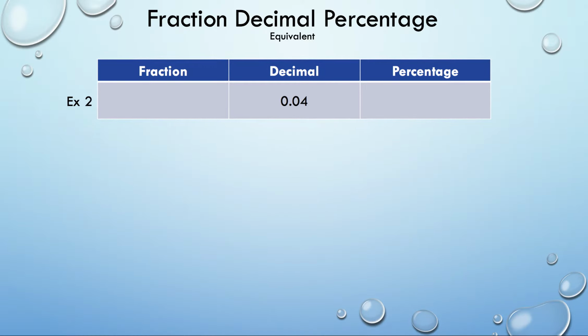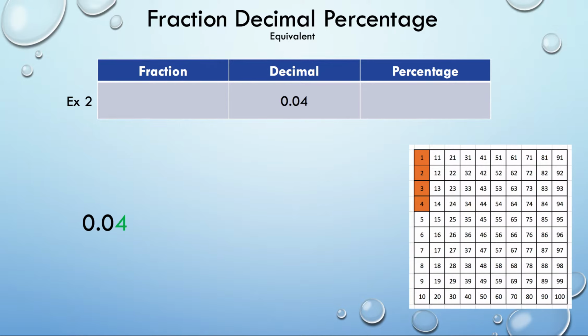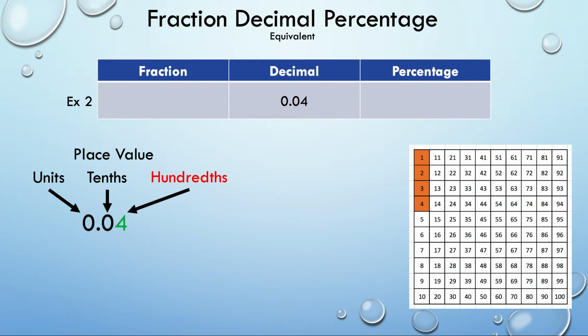So we have the decimal, and we need to convert it into a fraction and into a percentage. So let's take a look at the model. Now why do we have 4 parts shaded? Well, let's take a look at the place value. So we have the units, tenths, and hundredths. So we have 4 hundredths as the name. So we can shade 4, and then the 100 tells us how many squares we need.